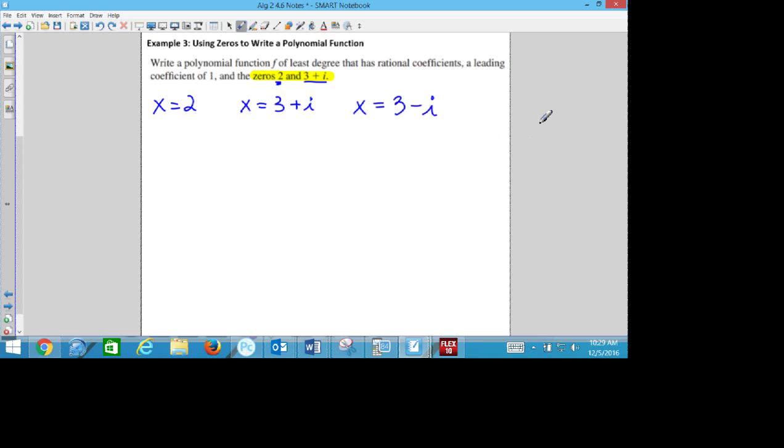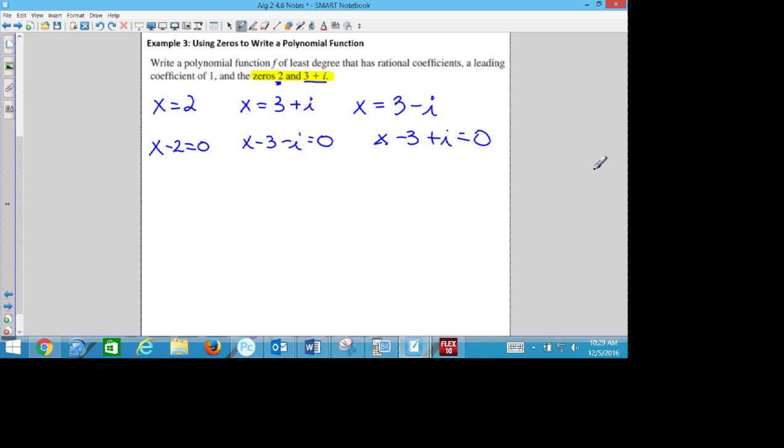Then what do we do? Make each equation equal to 0. So for this one, I'm going to take away 2 from both sides. For the middle one, I'm going to take away 3 and take away i, so I will get x minus 3 minus i equals 0. And then for the last one, I'm going to take away 3 and add i: x minus 3 plus i equals 0.